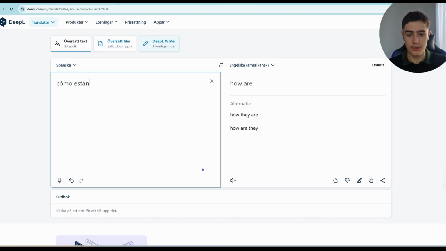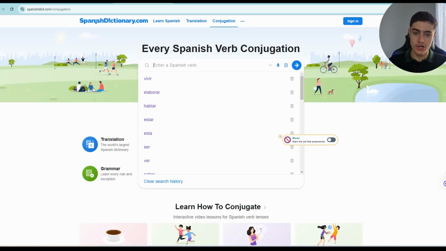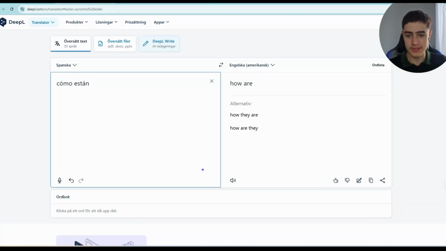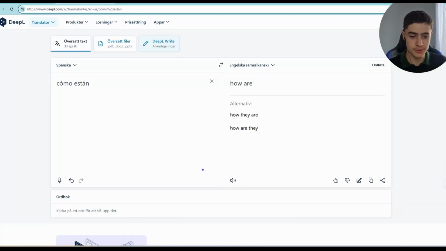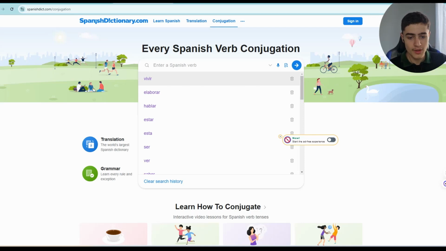Now, for verbs, specifically verbs that you don't understand, that you want to understand better, you go to this website. So first website is called DeepL. It's a translator, and it's good because it has alternatives, and you can also click and see the different alternatives. Now here we have SpanishDict.com. It's just a Spanish dictionary, but it has every conjugation. You don't have to specifically use this one, but I like this one because it's just the most popular one.